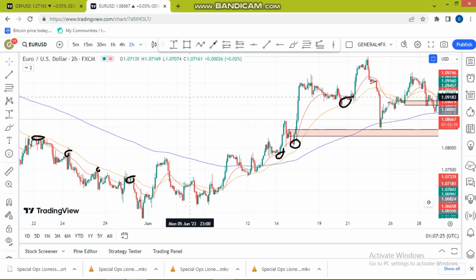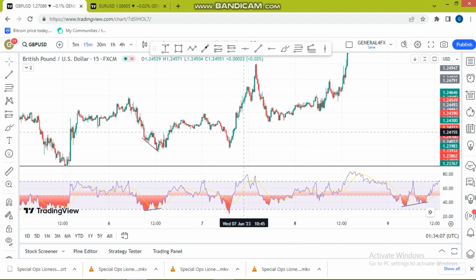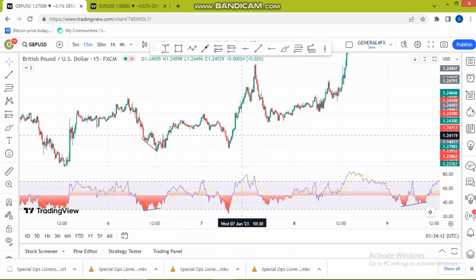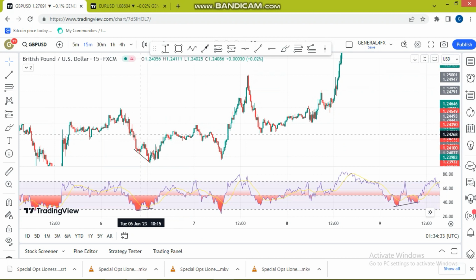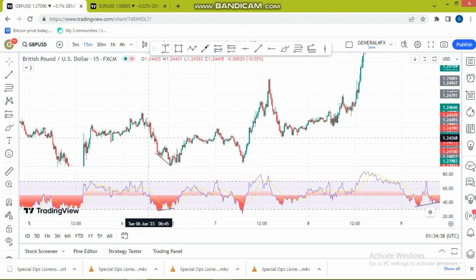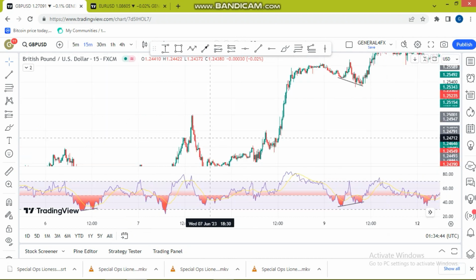All right, we're going to the fifth entry method right now, which is regular divergence. This is the fifth entry method, regular divergence, which consists of the regular bearish divergence and the regular bullish divergence. Now, for the regular bearish divergence, you only want to be taking this on a bear market, a market that is trending downside. And regular bullish divergence, you only want to be taking this on a market that is trending to the upside.